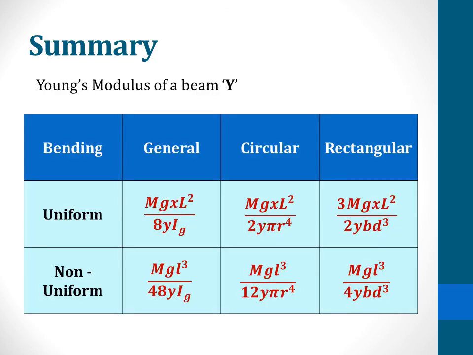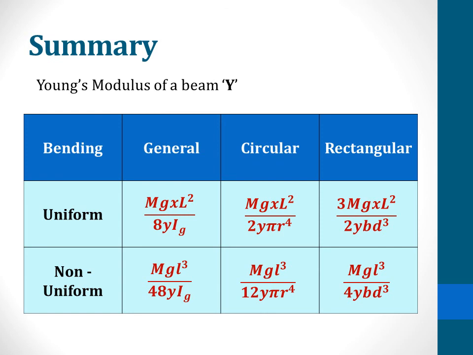To summarize, the Young's modulus for the material of a beam which undergoes uniform bending is given by mgxl square divided by 8yIg, and on substitution of the appropriate values of Ig for the circular and the rectangular beam, we obtain for a circular beam mgxl square by 2Y pi r power 4, and for that of a rectangular beam which undergoes uniform bending, we have 3mgxl square divided by 2Y bd cube.